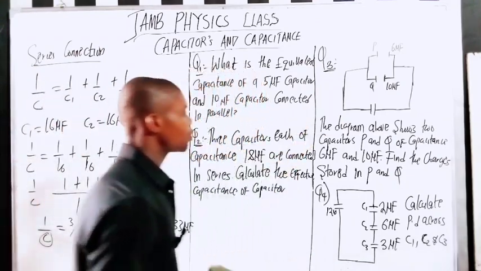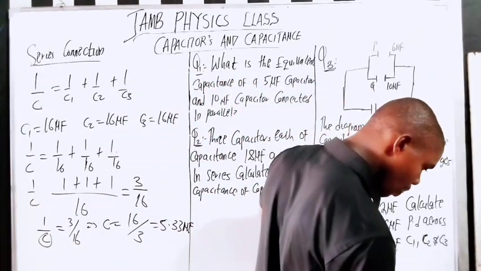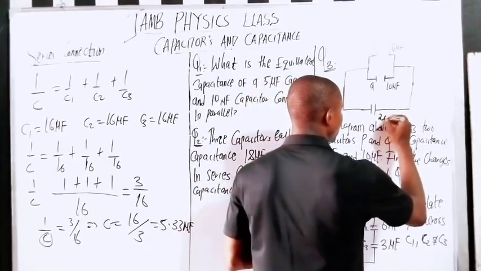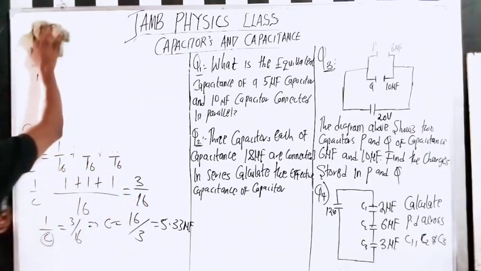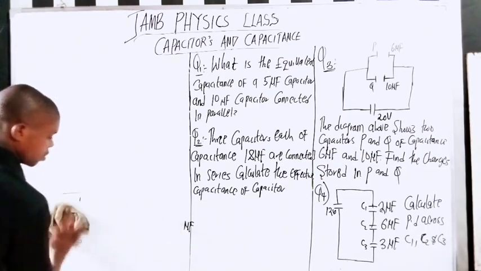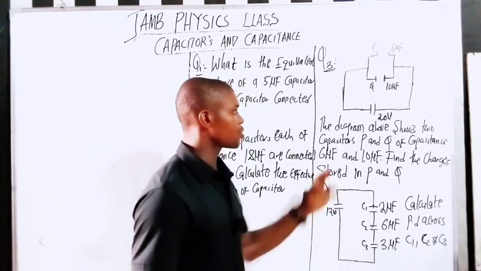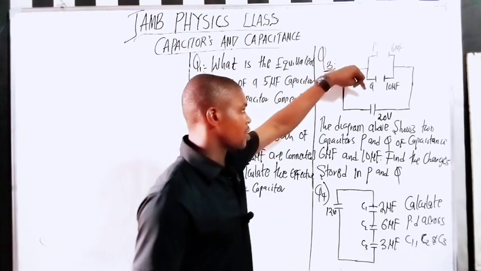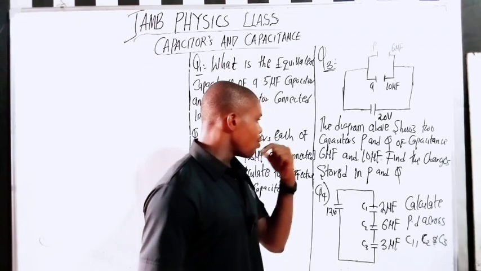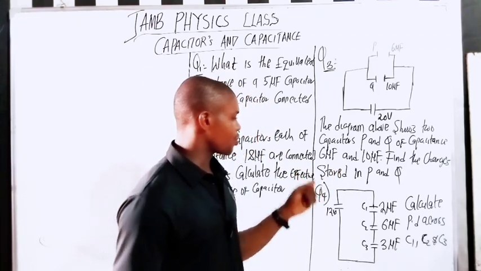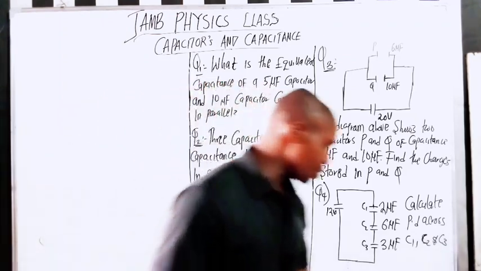So let me go to question 3. There's supposed to be a value here. There will be 20 volts. Yes, 20 volts. So let's go to question 3. They say that the diagram above shows 2 capacitors, capacitor P and capacitor Q, of capacitance 16 microfarad and 10 microfarad. Find the charge stored in P and Q.